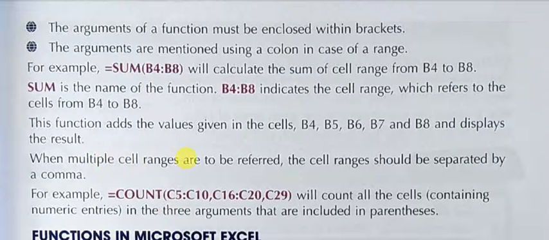When multiple cell ranges are to be referred to, the cell ranges should be separated by commas. If you want to give different cell addresses which are not continuous, you can do so by using commas. Here, as you can see, one range is there, then the next range, then one single cell. So it will count all the cells in the three arguments included in the parentheses. COUNT is another function, like SUM is a function.